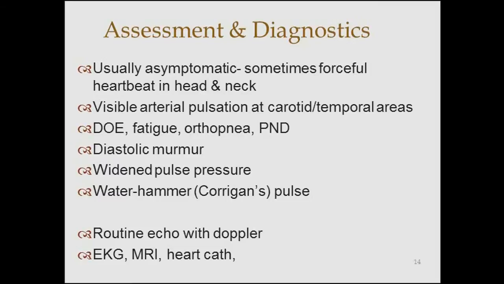Might be a diastolic murmur, could possibly also see a widened pulse pressure. If you remember that from health assessment or from the very beginning in fundamentals, that's the difference between your systolic and your diastolic blood pressures. It will get very wide. So you'll have a systolic that's really high and a diastolic that's really low. Don't worry about Corrigan's pulse. We're not going to talk about that.